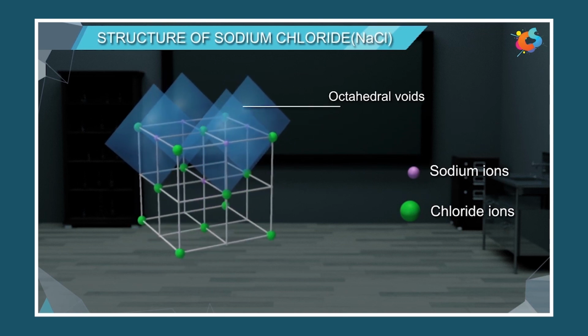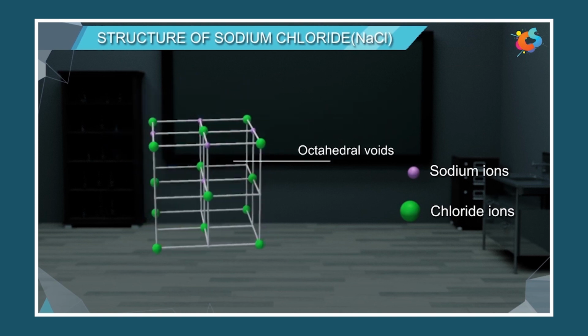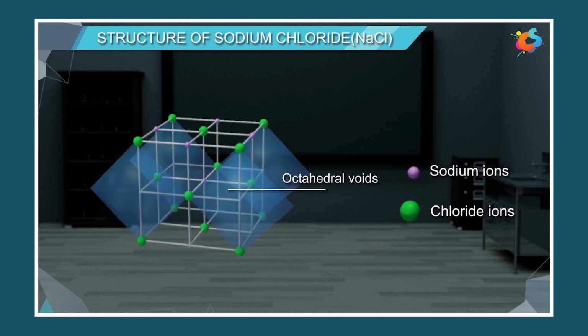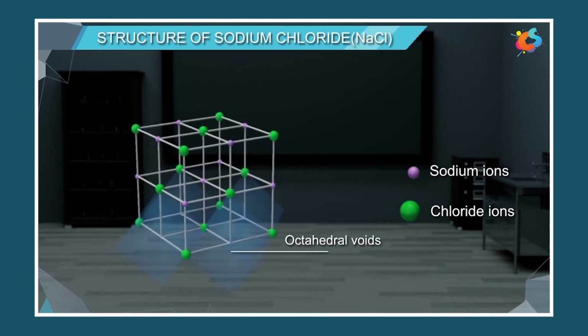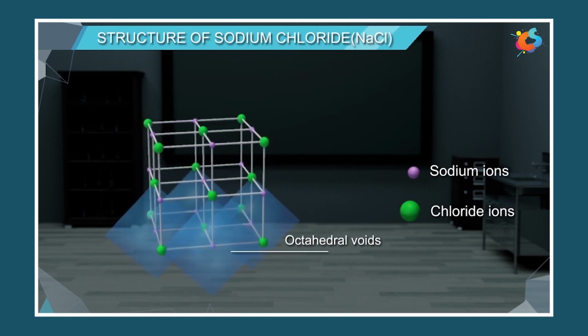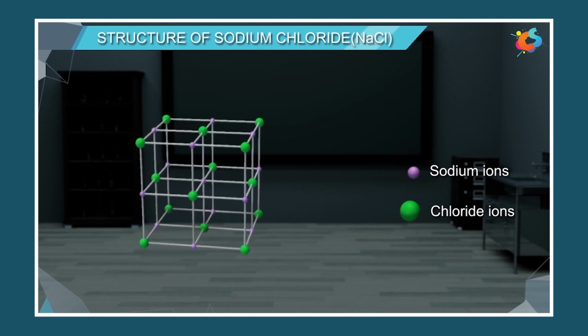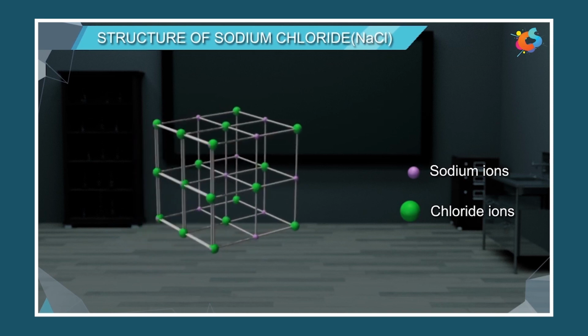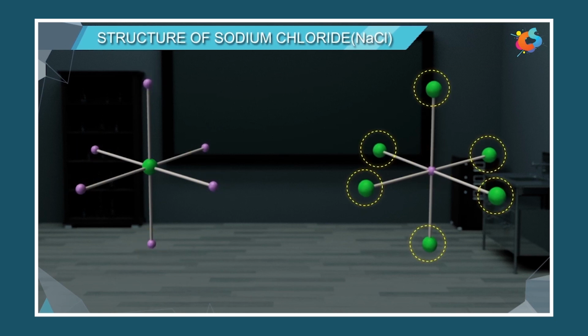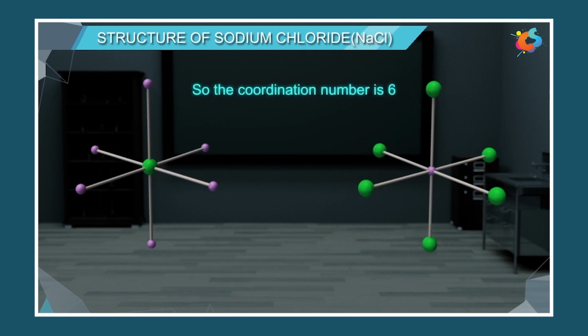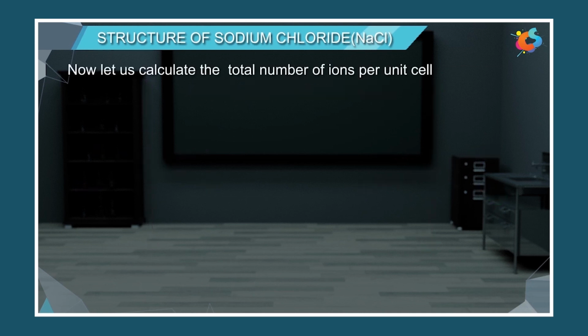For NaCl, the radius ratio value is 0.54. This value suggests an octahedral arrangement of Cl- around the Na+ ion. As seen from the figure, each Cl- ion is surrounded octahedrally by 6 Na+ ions, and each Na+ ion is surrounded octahedrally by 6 Cl- ions. Thus, the coordination number of Na+ ion as well as Cl- ion is 6, that is, the structure has 6:6 coordination.